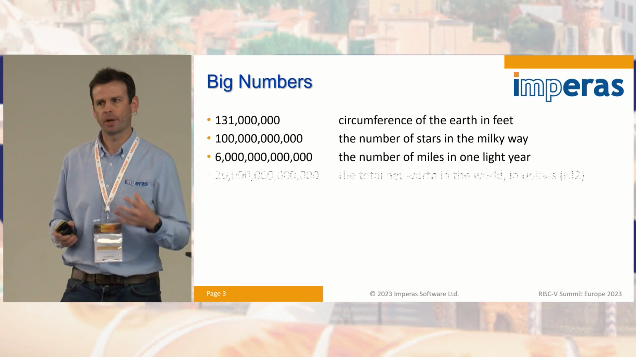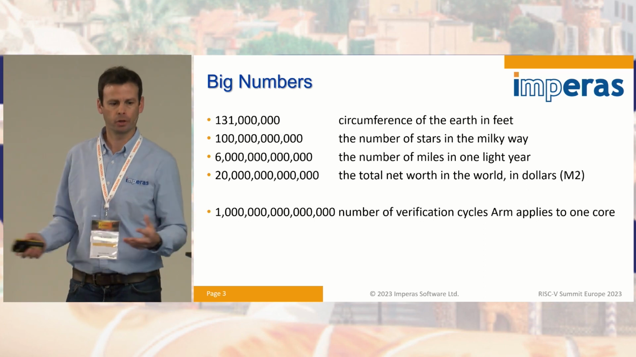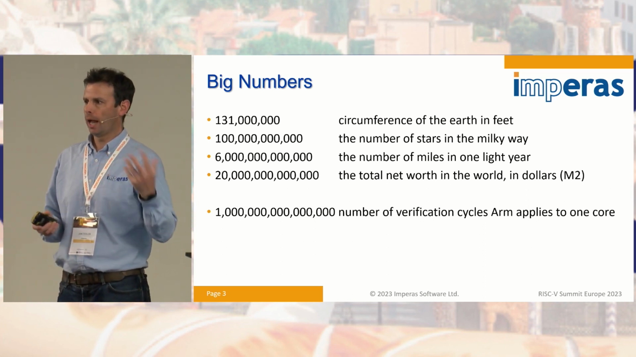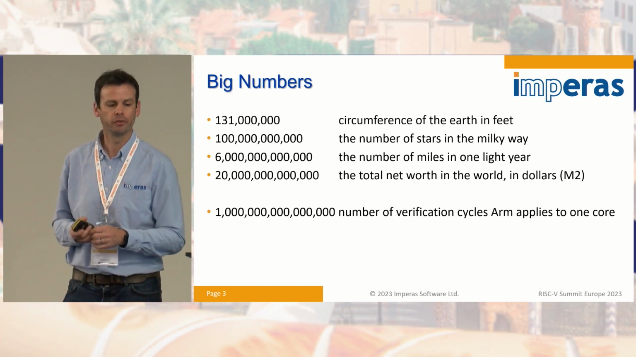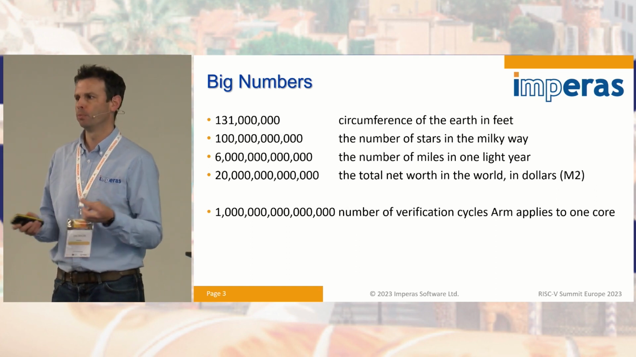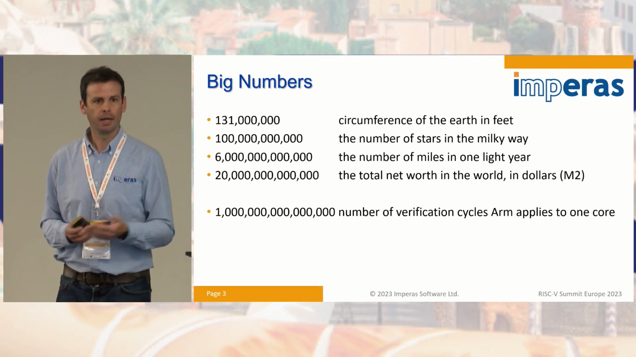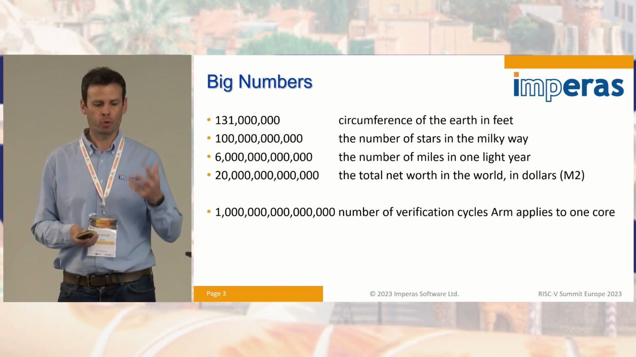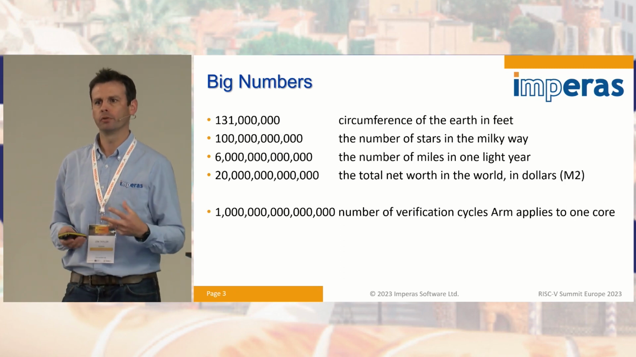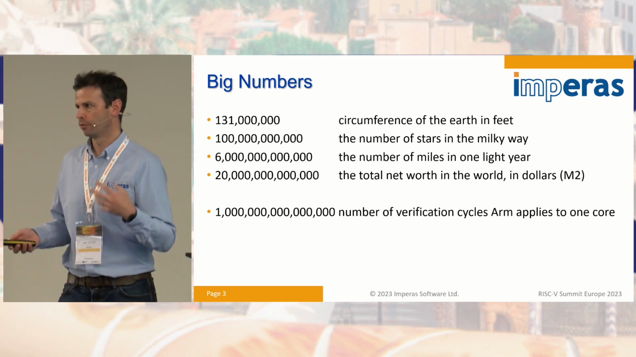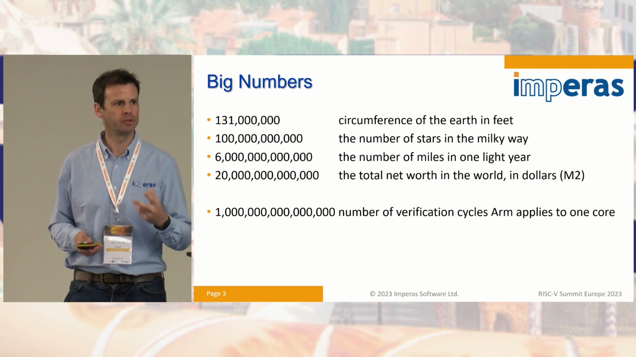It's always hard to think about verification. It's a very abstract concept when you go, how do I verify this thing? How do I know it's going to work? So it's helpful perhaps to have some numbers to put in context just how hard verification is. We can see here some numbers from the scale of the Earth, scale of the galaxy, money, and then a very, very big number, 1 quadrillion, and I'll come back to that again later. That's the number of cycles that ARM need to fully verify one of their modern CPUs. That's a really, really big number to get your head around.